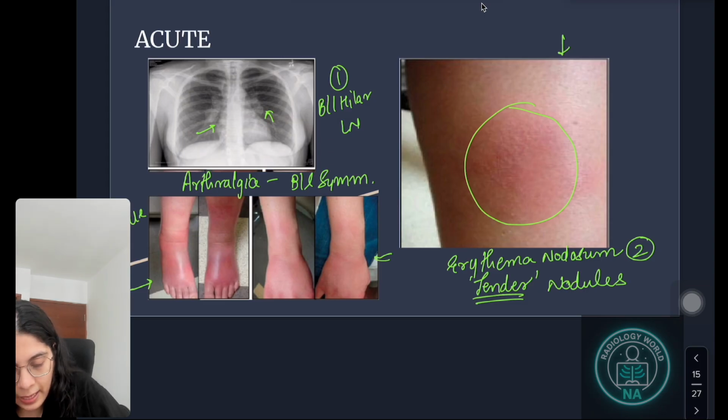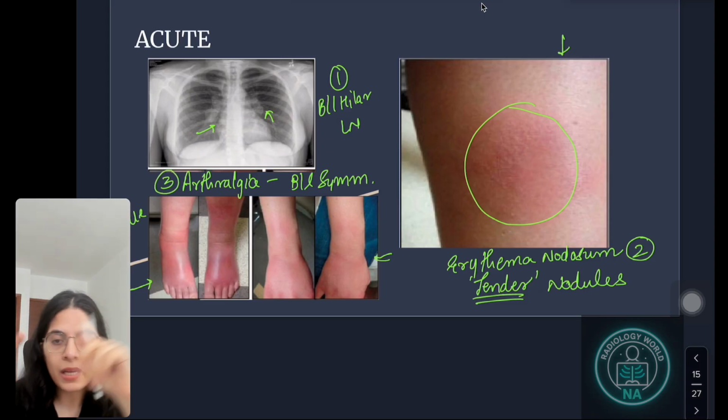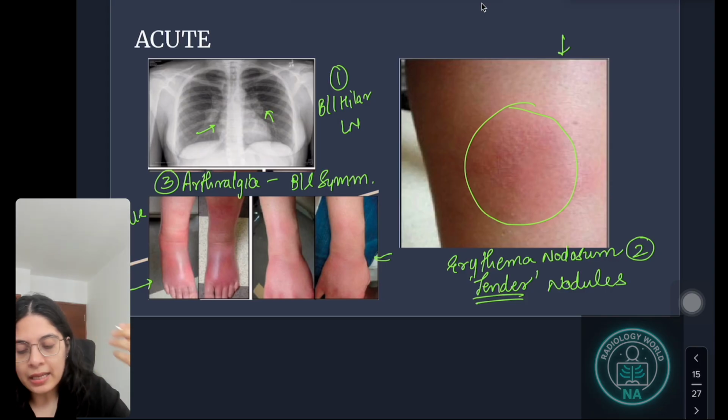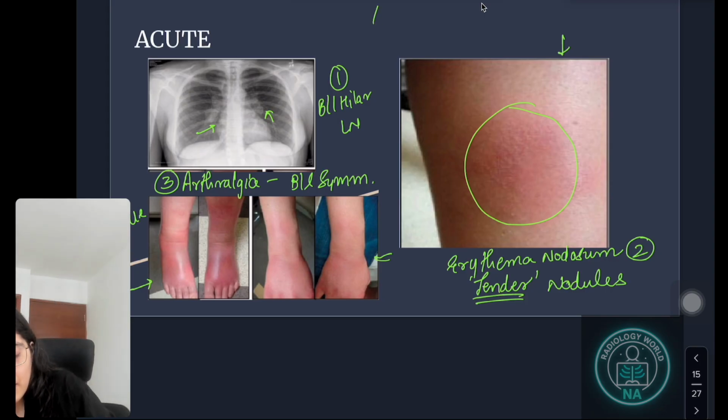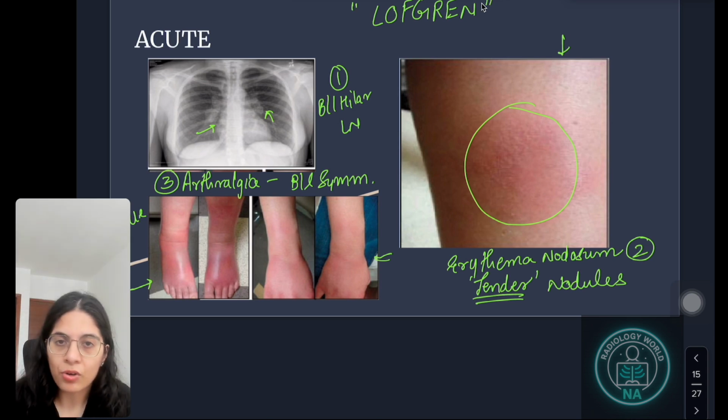So what triad I am talking about over here is bilateral hilar lymphadenopathy, erythema nodosum, and third is bilateral symmetrical arthralgia. More commonly they will test you for the ankle region. And this is basically seen with Lofgren syndrome. So this is an acute presentation of sarcoidosis. The patient may also have fever. They will have this triad, and when we talk about acutely, the patient will be actually in pain.